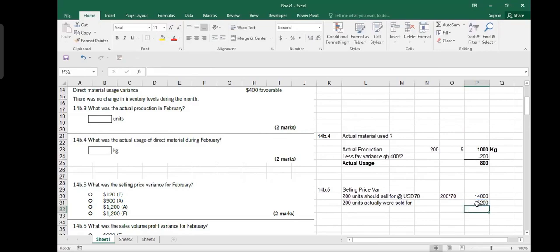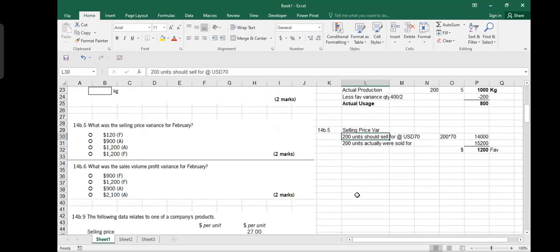When you are selling for more, it is favorable because you are getting more money. It is a favorable situation for you. And it is $1,200 favorable. And you should remember that this is dollar sign here. Very simple. Start with the actual quantity: 200 units should sell for 14,000, but they did sell for 15,200.